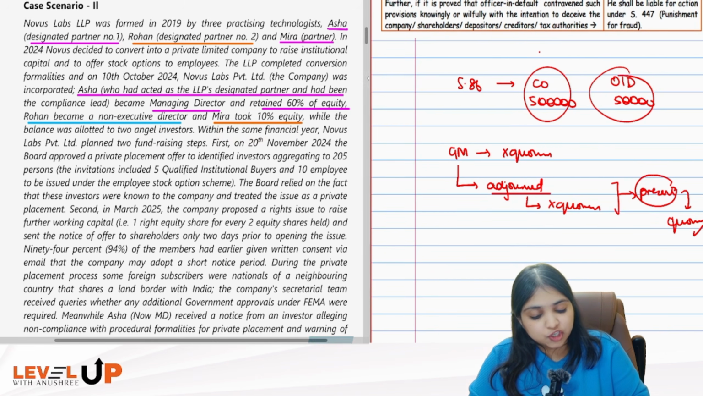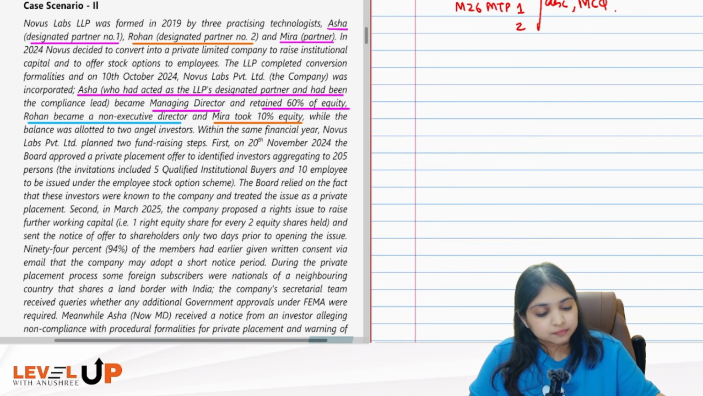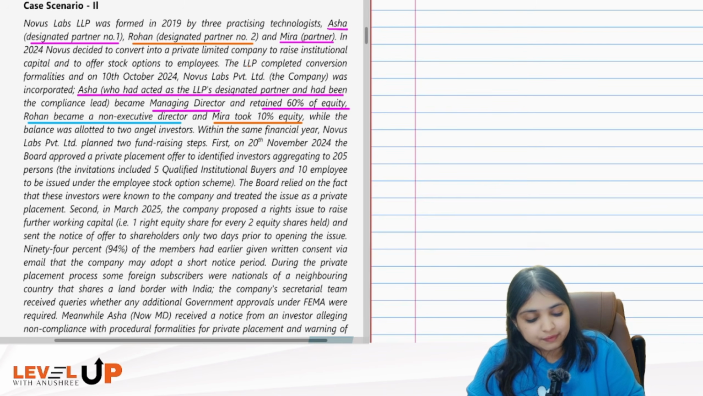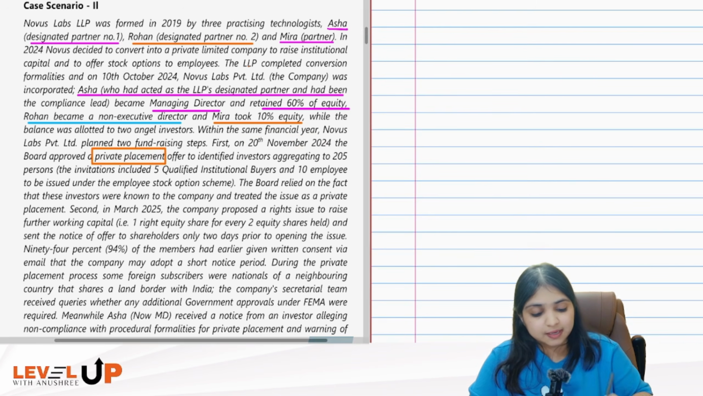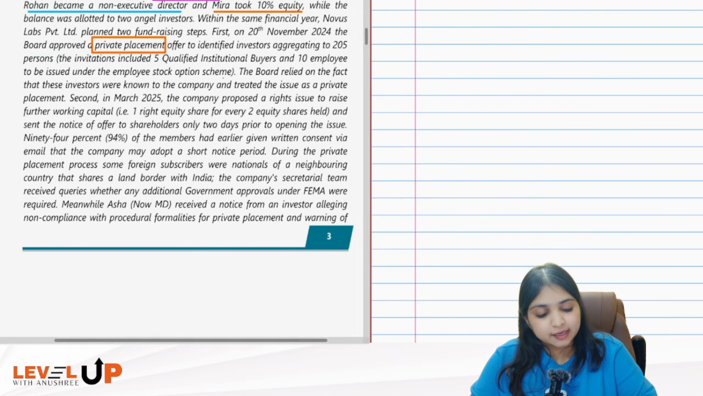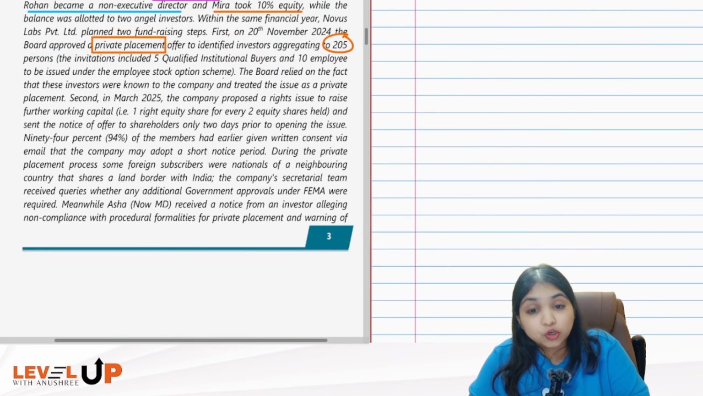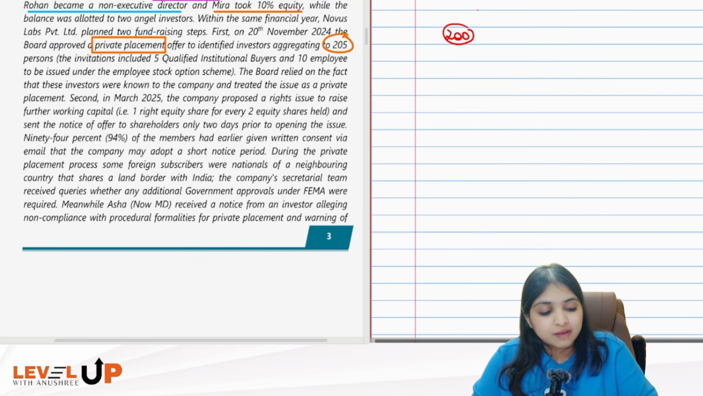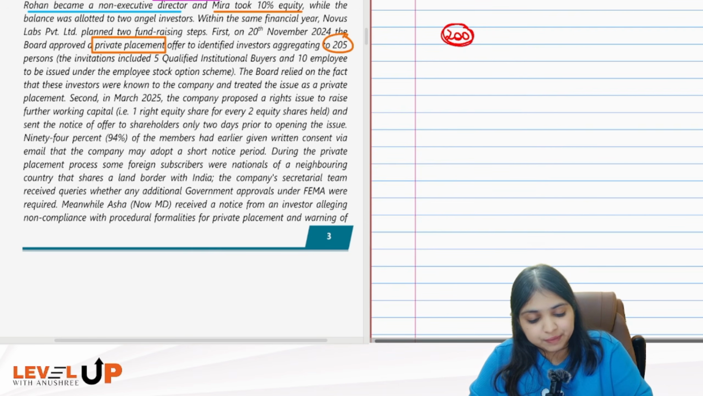Within the same financial year, Novus Labs Private Limited planned 2 fundraising steps. First, on 20th November 24, the board approved a private placement offer. It's a private company. It's making a private placement offer to identified investors aggregating to 205 persons. We can make a private placement offer to a maximum of how many people? To a maximum of 200 people only. Here we are making the private placement offer to 205 people.